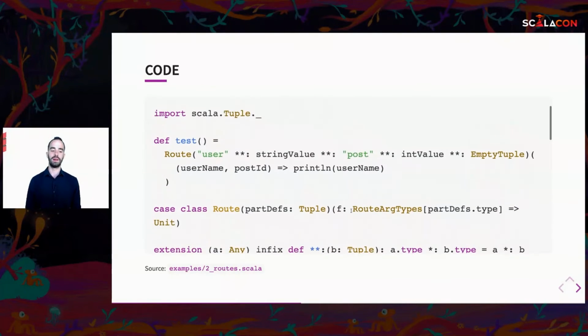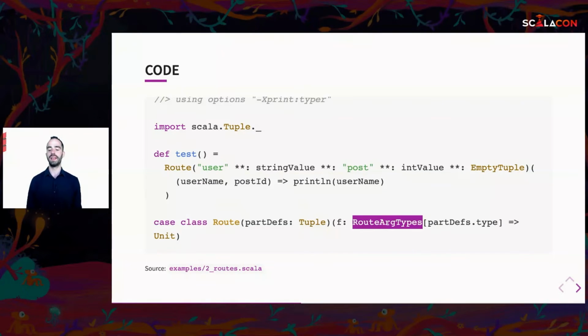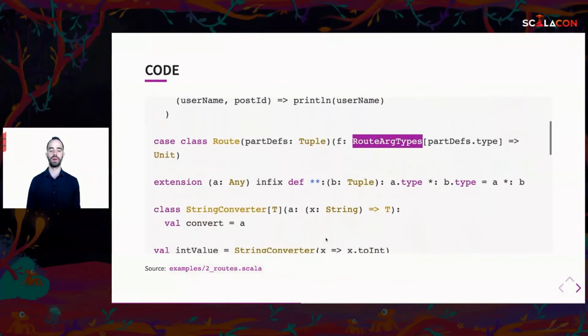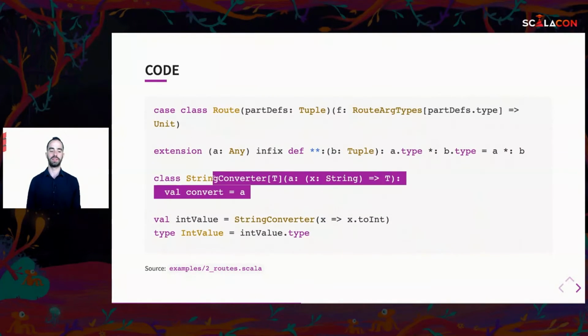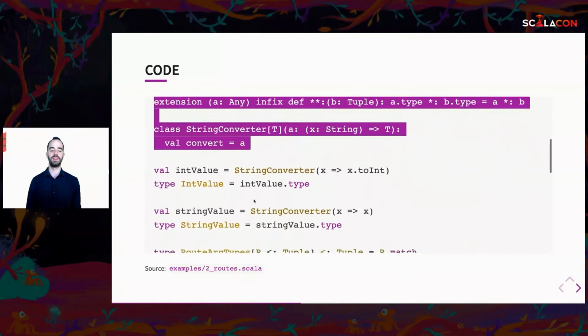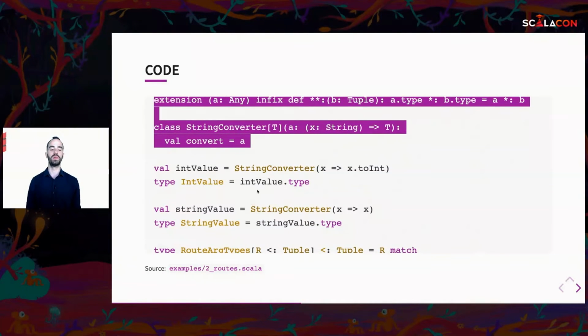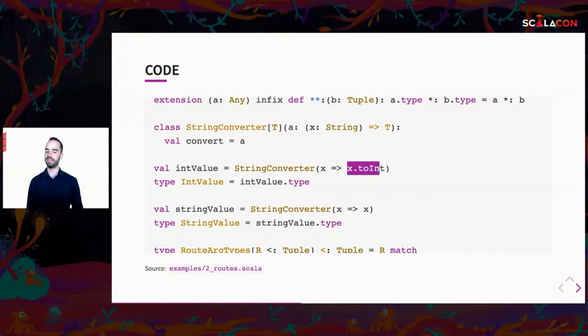So my class Route here, the first parameter is a tuple, and the second one, like we had before, is something that should be a match type that I can apply to the first parameter. These are the things I just talked about. You have examples of the int value string converter here that parses a string to an int using the toInt method, and the string converter that just reads a string to a string, so there is nothing to do. This is the identity function.